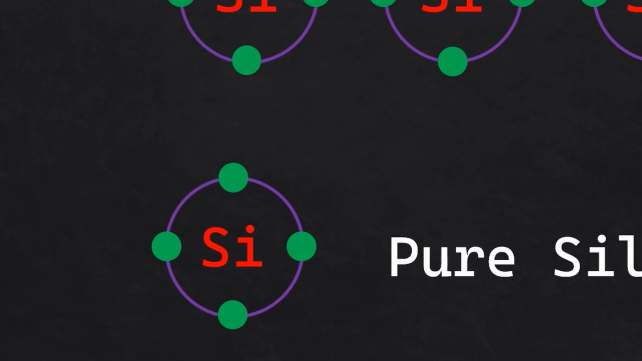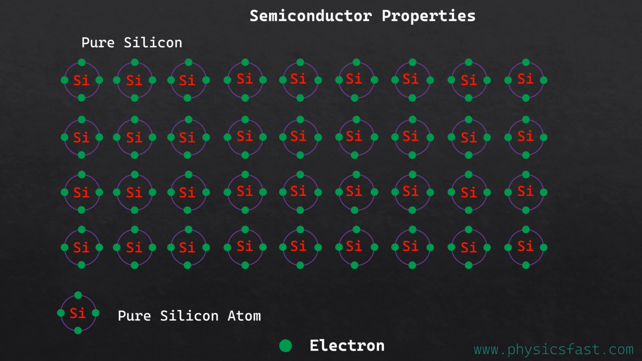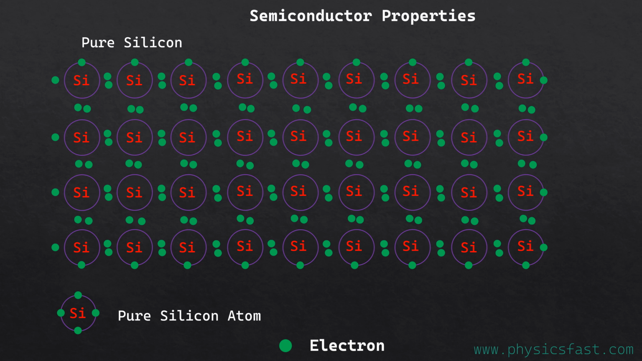Let's see, this is pure silicon. Each silicon atom is surrounded by four other silicon atoms. Each silicon atom wants 8 electrons in its valence shell, but silicon atoms have 4 electrons in their valence shell. To solve this problem, they share an electron with their neighboring atoms to fulfill the desired 8 electrons in their valence shell and create a bonding to each other. This bond is called a covalent bond.